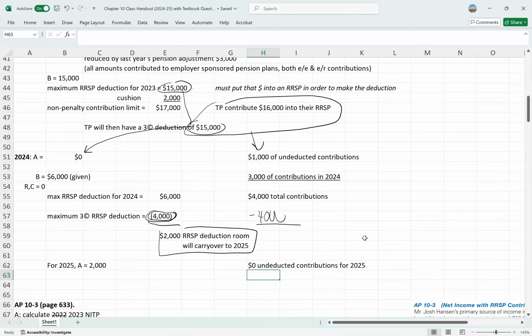So I just wanted to give this simple example because there's a difference between your stream of deduction calculations and the contributions that you make, and whether there are any amounts that carry forward as well. So I just wanted to get this simple example done first, so we have a basic understanding of the difference between the unused deduction room that carries forward and any undeducted contributions that carry forward. Any questions about this simple example first?